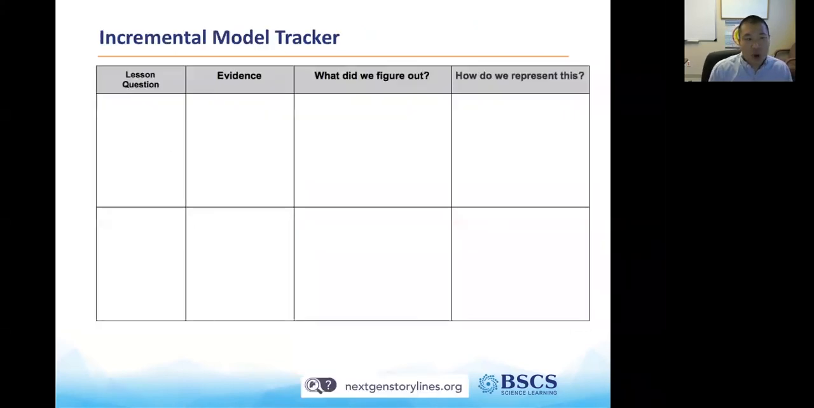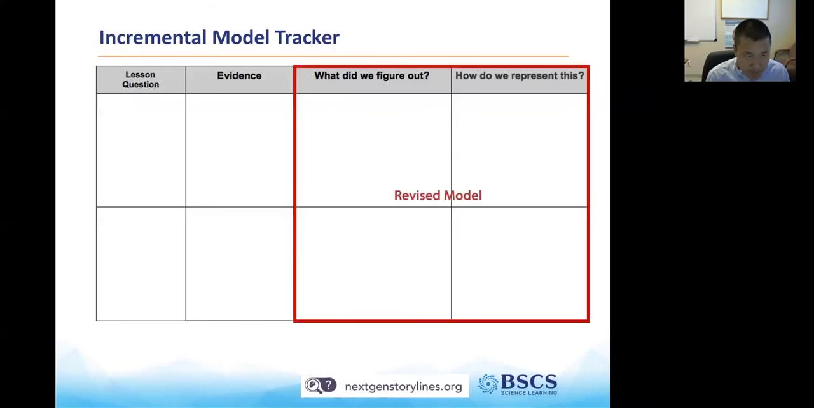We're also going to introduce a tool called an Incremental Model Tracker. This is a tool for students to use as they're engaged in their learning, for kids to document what they're figuring out over the course of investigating these particular questions and what evidence is used to support those ideas. And we also provide that fourth column there about how we represent their ideas as well. And once kids have figured out a whole bunch of different things, we take those third and fourth columns as the ideas that should be incorporated into kids' revised models. So these are opportunities for kids to put the pieces together, so to speak.